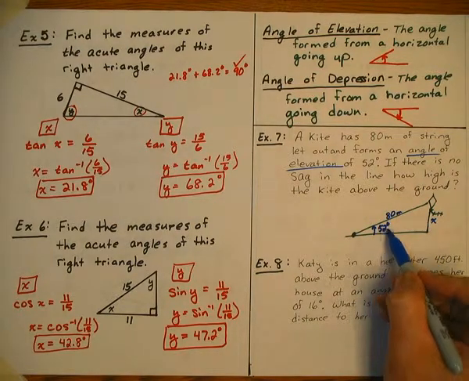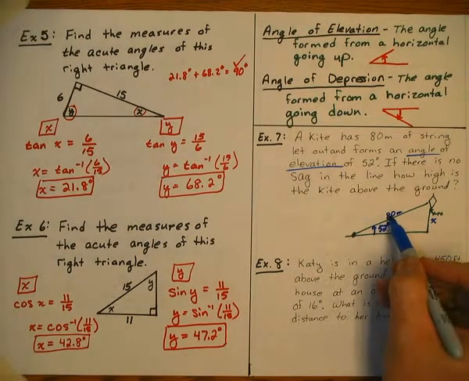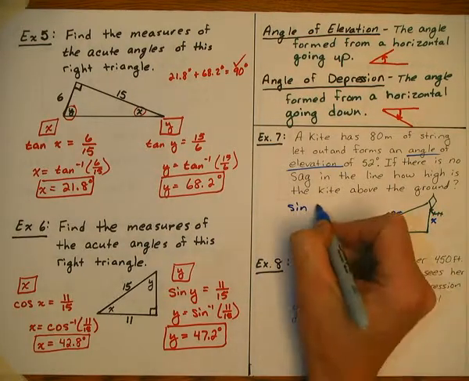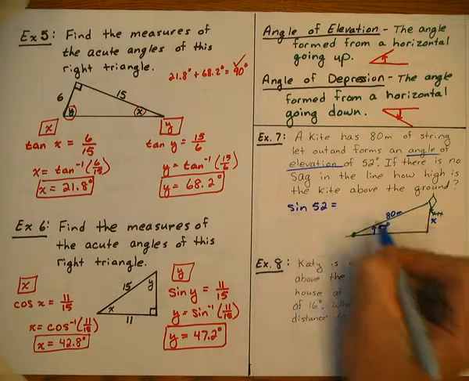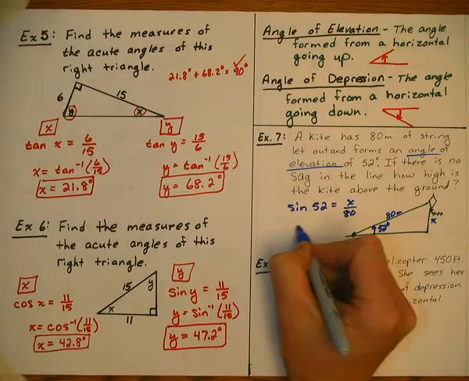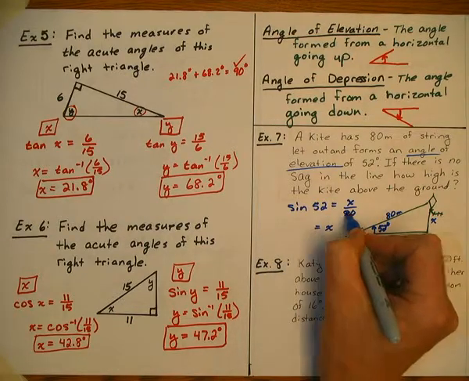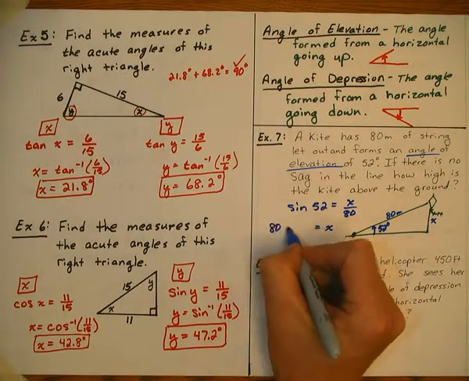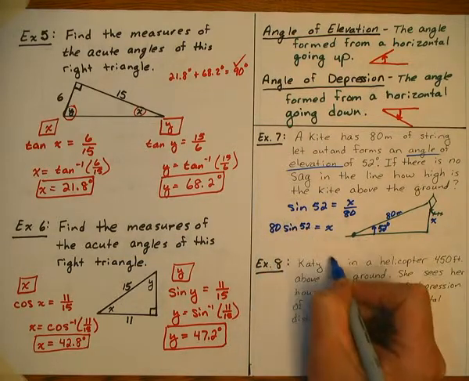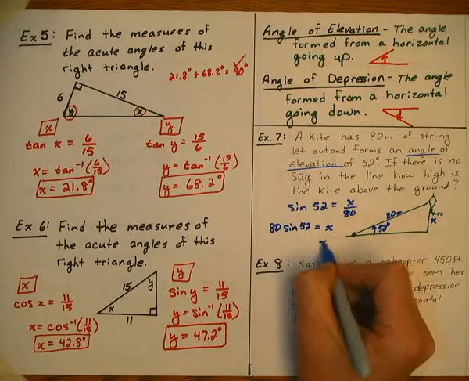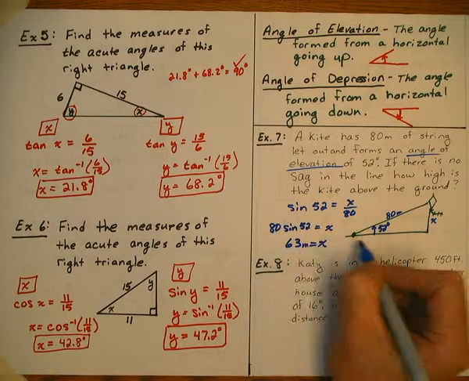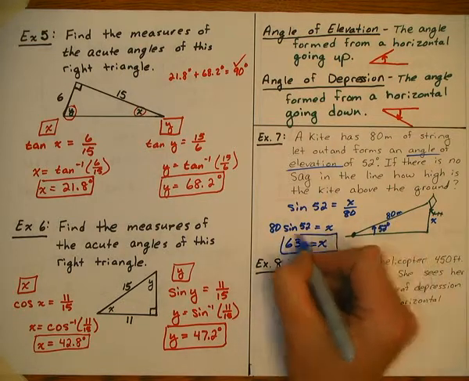So which trig function? Opposite and hypotenuse. That is sine. So you have sine of 52 equals x over 80. So x equals, multiply this to the other side, 80 times the sine of 52. And this comes out to be approximately 63 meters.